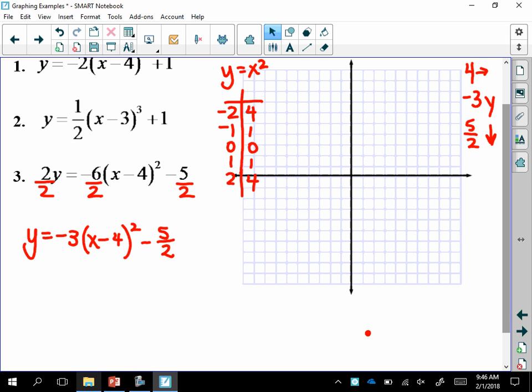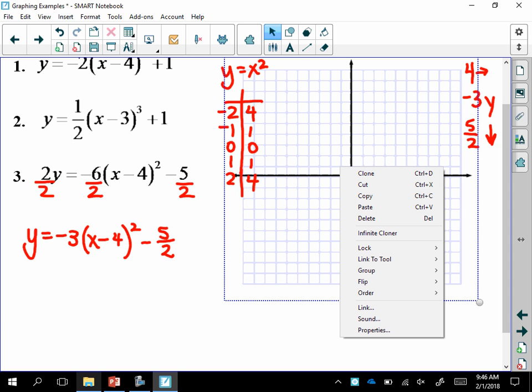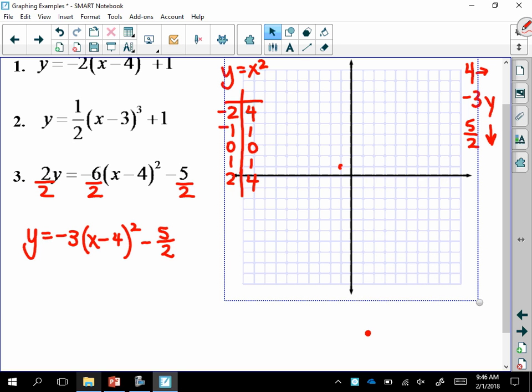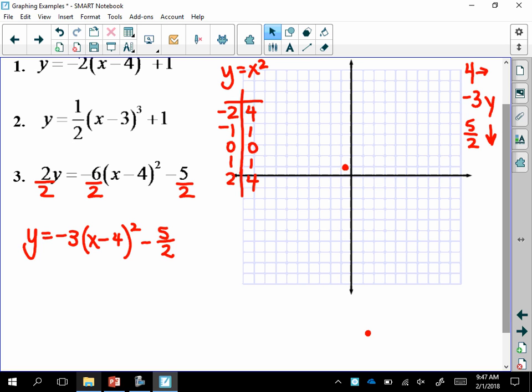All right, negative 1, 1. Four to the right. Multiply the y coordinate by negative 3. Well, it's currently 1, so that would put me at negative 3. And then move it 2.5 units down. So there's 1, there's 2, there's a half.